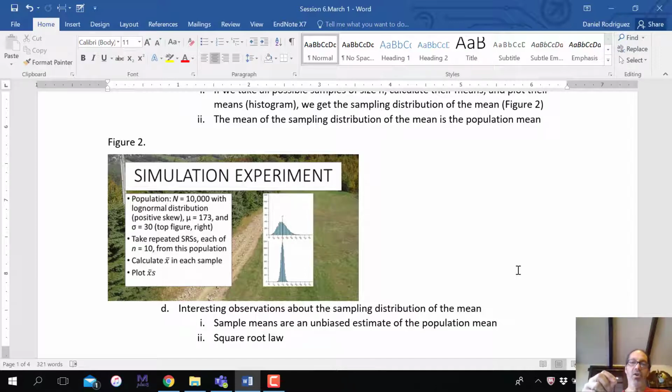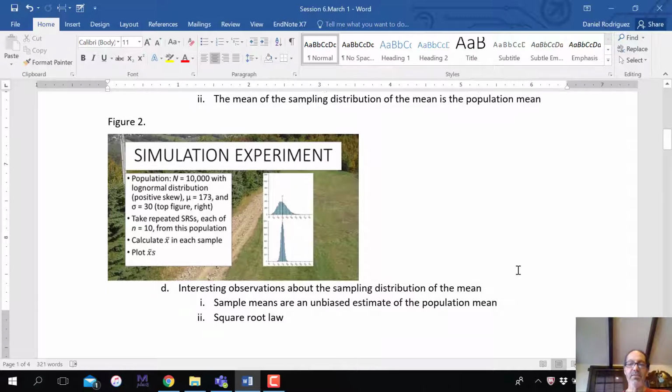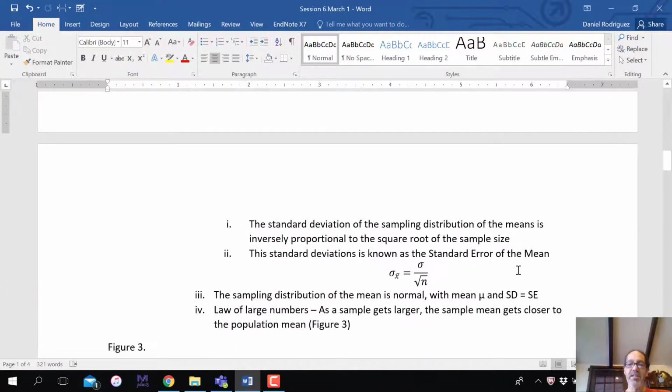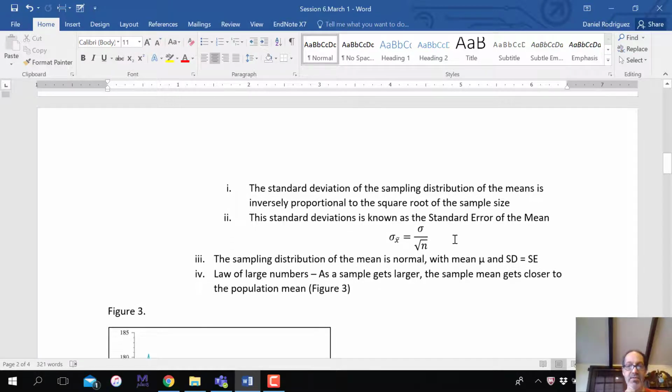If we take the mean of all those samples, that mean will equal the population mean. And the standard deviation of that sampling distribution of the mean is what we call the standard error of the mean. The standard error of the mean is the population standard deviation divided by the square root of the sample size. And we know from what I just mentioned prior that the larger the sample size, the smaller this standard error of the mean. So there's an inverse relation between sample size and the standard error of the mean. That's something really important to know.